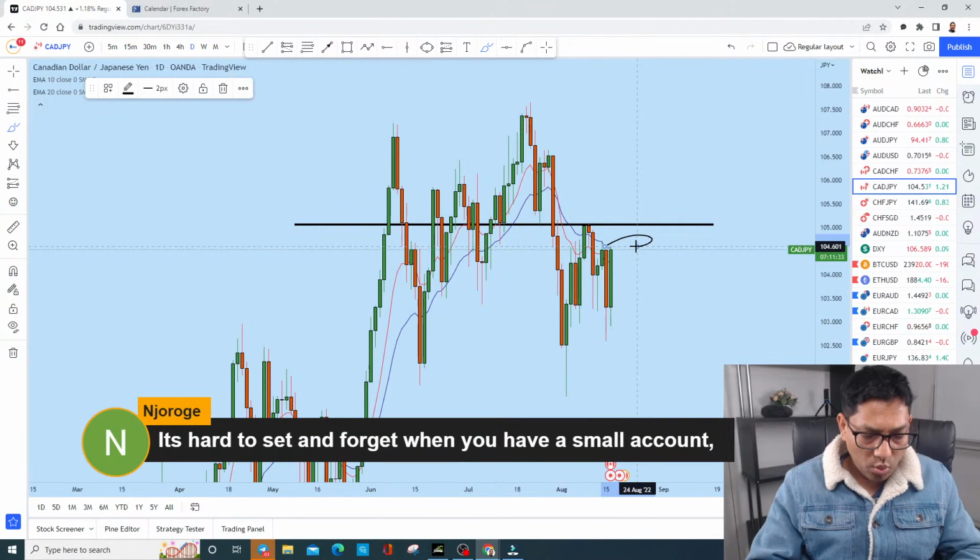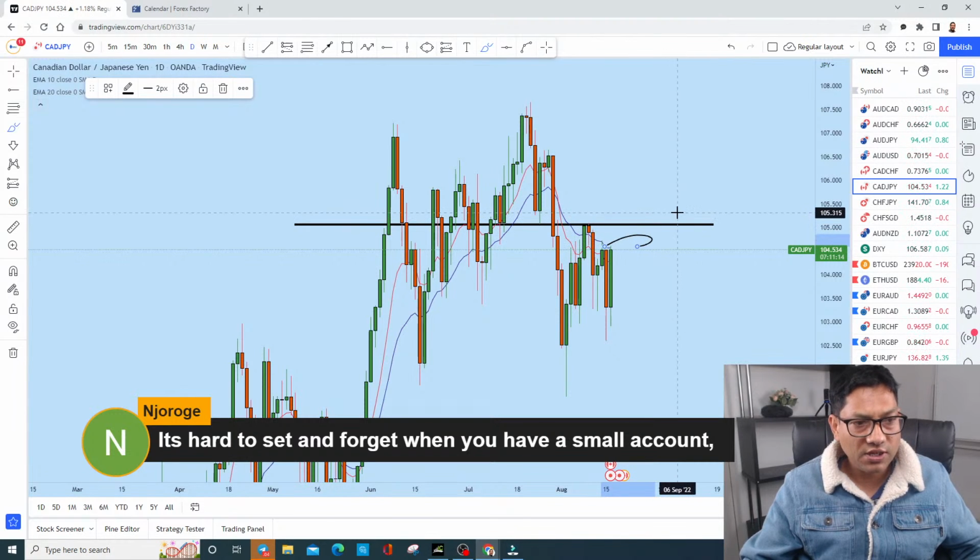Instead, I will be waiting for a possible setup to be created. That's how I normally wait for a possible setup to be created, and then we can start trading. So CAD-JPY, if you are not in a trade, I'll say wait for the possible setup, and then we can start from there.